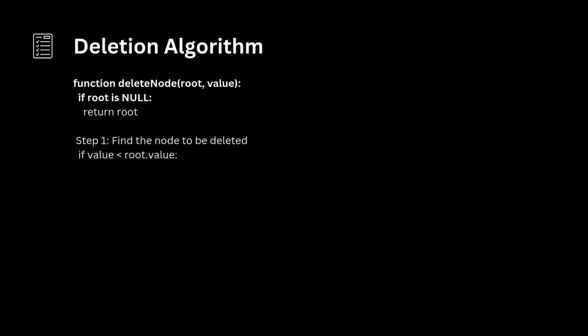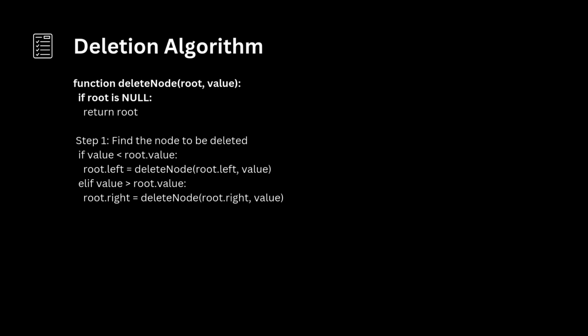If the value is less than the current node value, it moves to the left subtree. If the value is greater than the root value, it moves to the right subtree. This process continues recursively until the node with the value to be deleted is found. Once the node to be deleted is found, there are three possible cases.